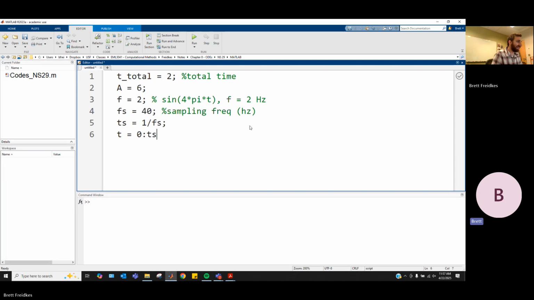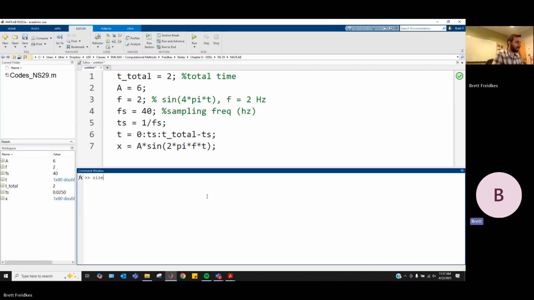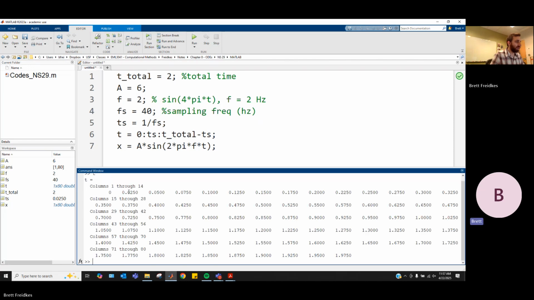I'll go ahead and define my time vector. That will go from 0 seconds in increments of the sampling period to t total minus ds, and then I will create the sine wave. If I run this and look at the size of x, you'll see it's 1 by 80. The size of t is 1 by 80. You can look at t and see that we're incrementing by the sampling period, all the way up to 2 seconds, but 1 sampling period less to ensure we have the correct amount of points.